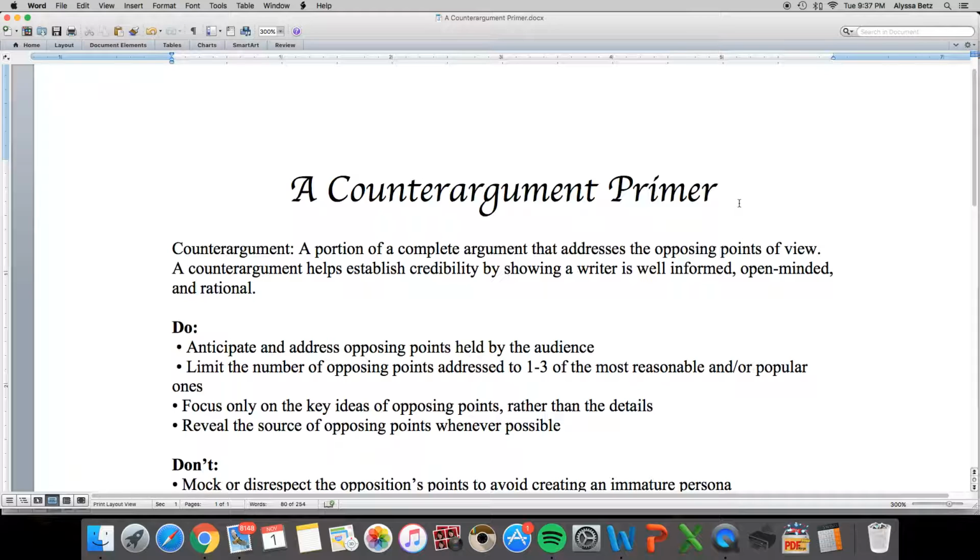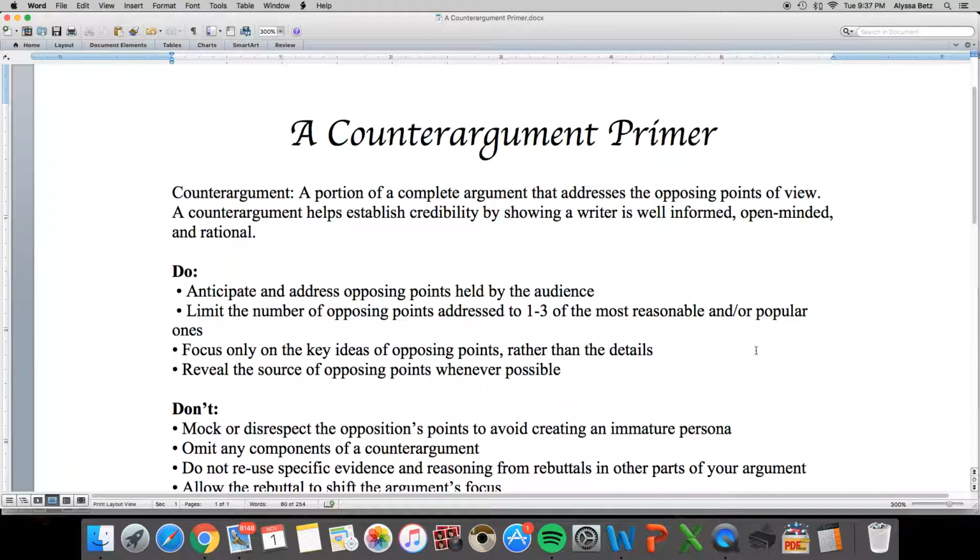So taking a look at some do's. You are going to anticipate and address the opposing points from the other side of the argument. You're going to limit the number of opposing points that you're addressing to 1 to 3. For us today, we're only going to be addressing 1 opposing point, or 1 claim, 1 piece of evidence the other side has against you. It should be the most reasonable and or the most popular of opposing points. You're going to focus only on the key ideas of the opposing points. You're not going to get into all the small details that the opposing points bring up.